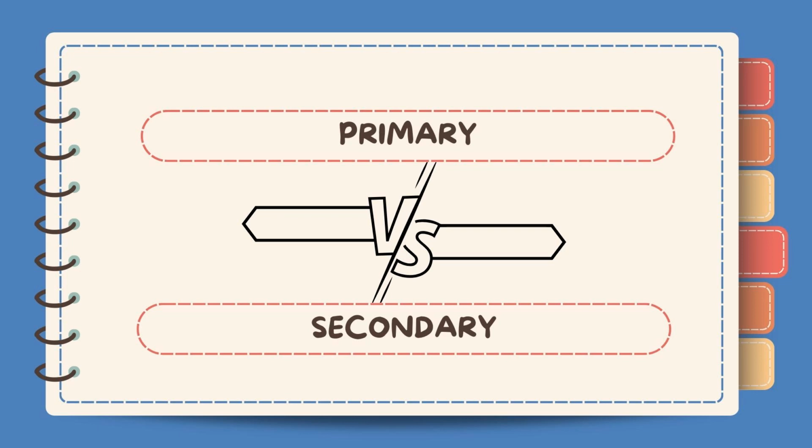Now let us talk about which is better, primary or secondary sources. Most research uses both primary and secondary sources. They complement each other to help you build a convincing argument. Primary sources are more credible as evidence, but secondary sources show how your work relates to existing research.